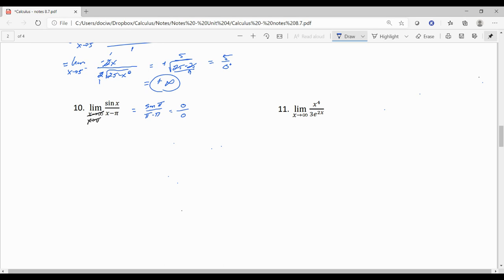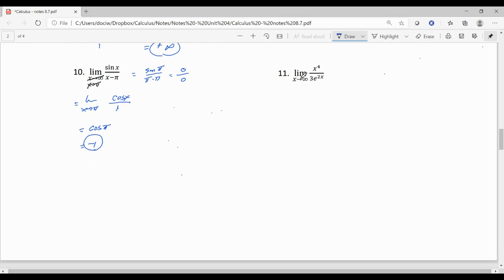And so now I'm going to take the derivative. The limit as x approaches pi, the derivative of sine of x is cosine of x still. My derivative of x minus pi is 1. And so we have the cosine of pi, which is -1. Never thought you'd use that unit circle, did you? Okay, number 11. Moving right along here.